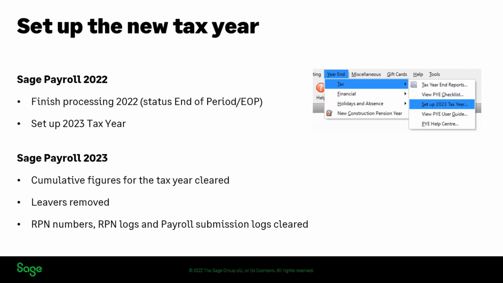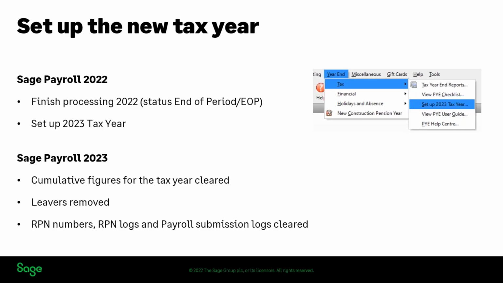So if you're monthly, make sure you've finished doing December's. That might not be until a couple of weeks' time, because we have just hit December now. And of course, if you're weekly, make sure you've finished your week 52 or week 53. Once you've done that, you can then go ahead and set up your 2023 tax year, which I will show you in a demo in a moment.